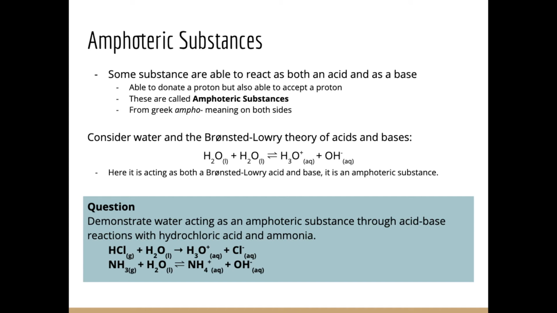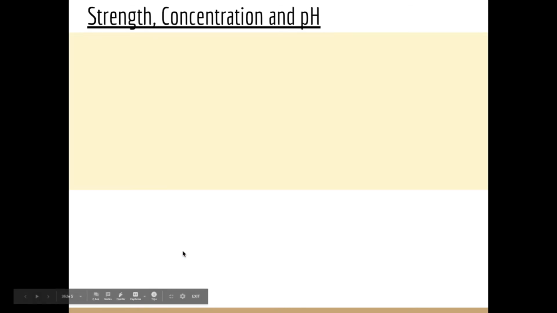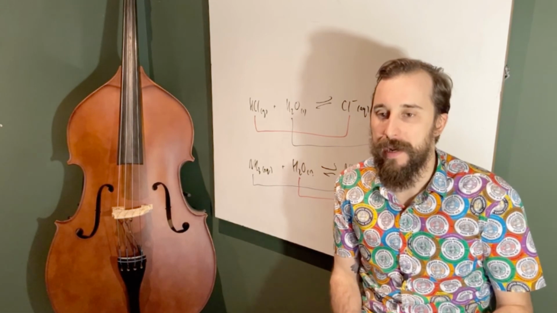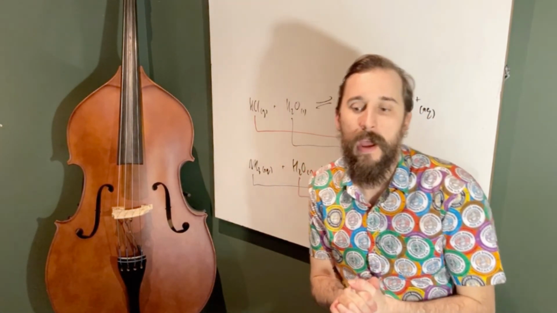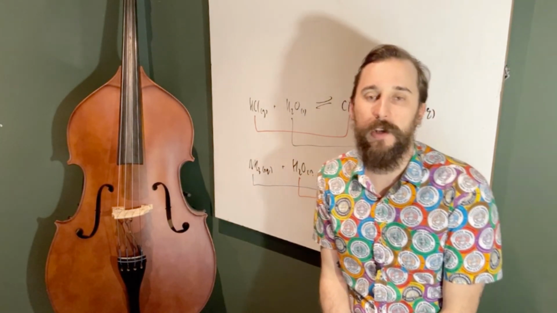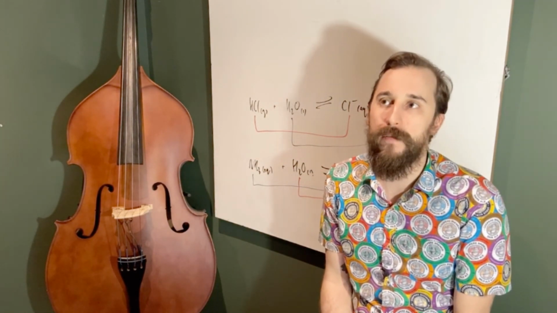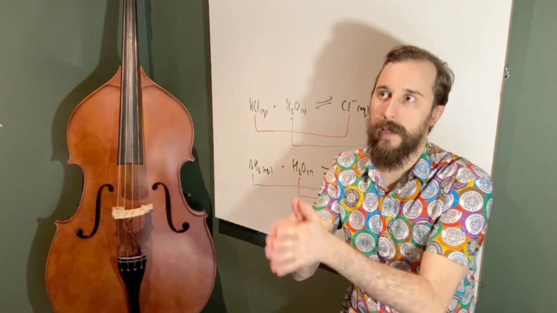But in the answer here, we don't have an equilibrium arrow. We've got just a regular reaction arrow. That has to do with strength, the acid strength. And we're going to look at how strength and concentration relate to this thing called pH. Now you've got to be careful here because our vocabulary is very specific. When we're referring to the strength of the acid and the concentration of the acid, we've got to make sure that we're referring to exactly what we mean.